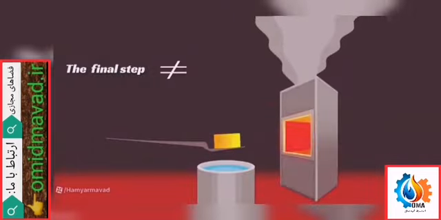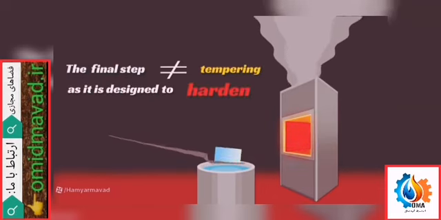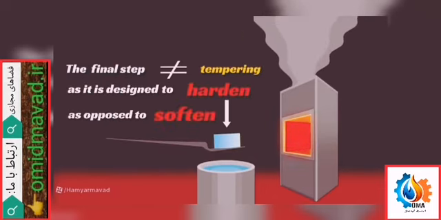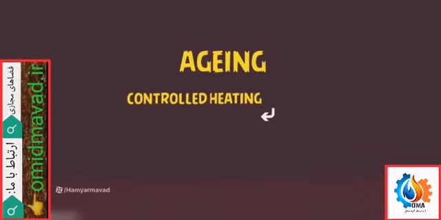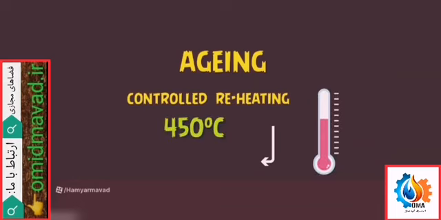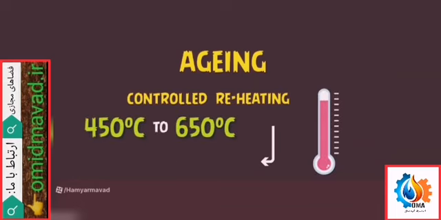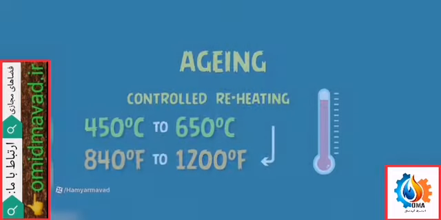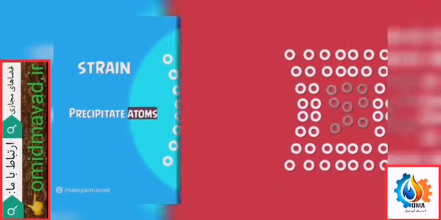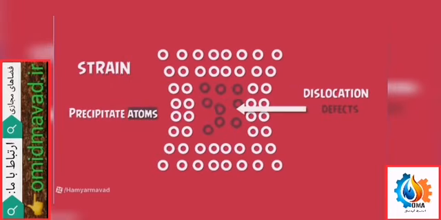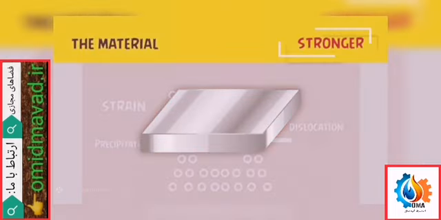The final step differs from tempering, as it is designed to harden the steel as opposed to soften it back. It is called aging and involves the controlled reheating to around 450 degrees to 650 degrees Celsius or 840 degrees to 1200 degrees Fahrenheit to cause some atoms to precipitate. These create strain in the structure, and again this makes it difficult for the dislocations to move in response to the applied load, making the material stronger.